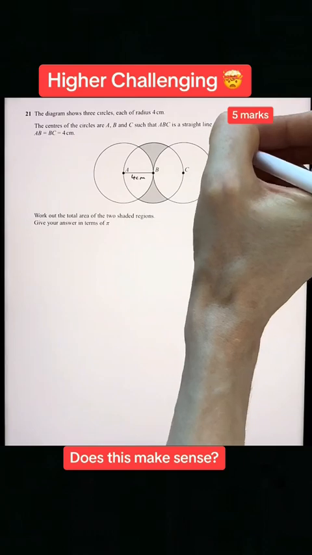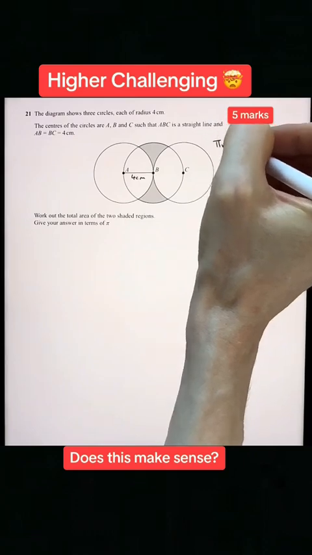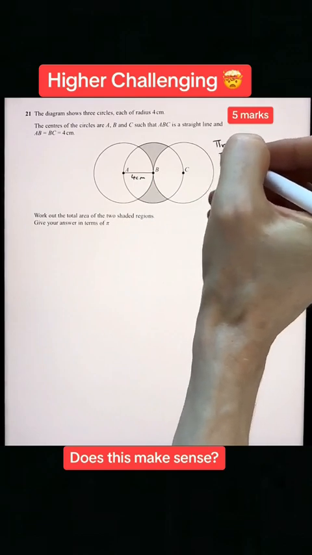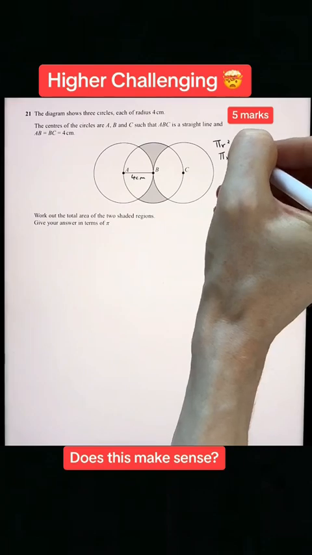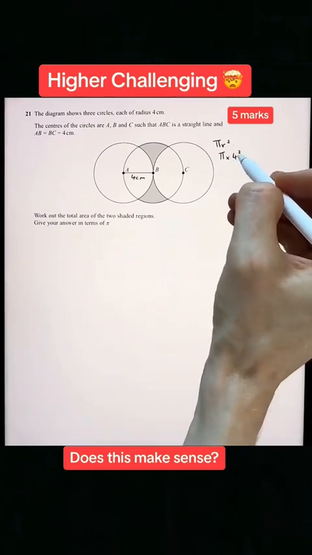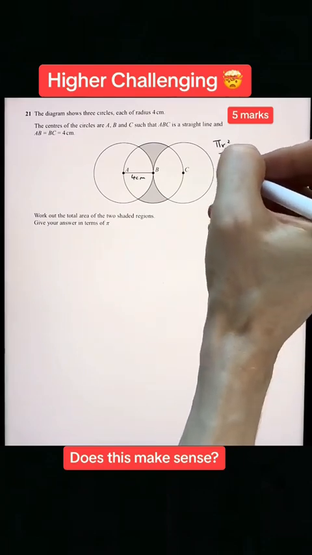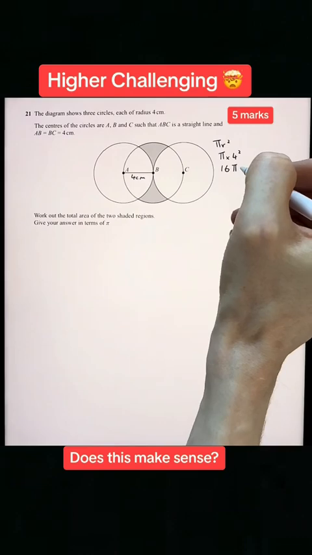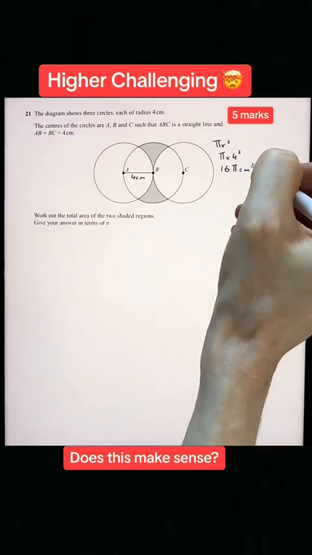Well, the area of a circle is pi multiplied by r squared. I know the radius of the middle circle is 4, so it's going to be pi multiplied by 4 squared. 4 squared is 4 times 4, which is 16. And 16 multiplied by pi gives us 16 pi. As my lengths are in centimetres, my area therefore will be in centimetres squared.